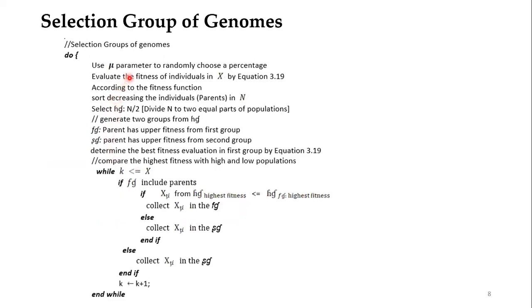Now the algorithm works by having the mu parameter divide the percentage and evaluate the fitness of individuals X. Then according to the fitness function, we sort in decreasing order, and then we go through individuals in the first group, and if one is higher than or equal to the mean fitness of the first group, then it will be selected. Otherwise, it won't be selected, or we select individuals from the second group.